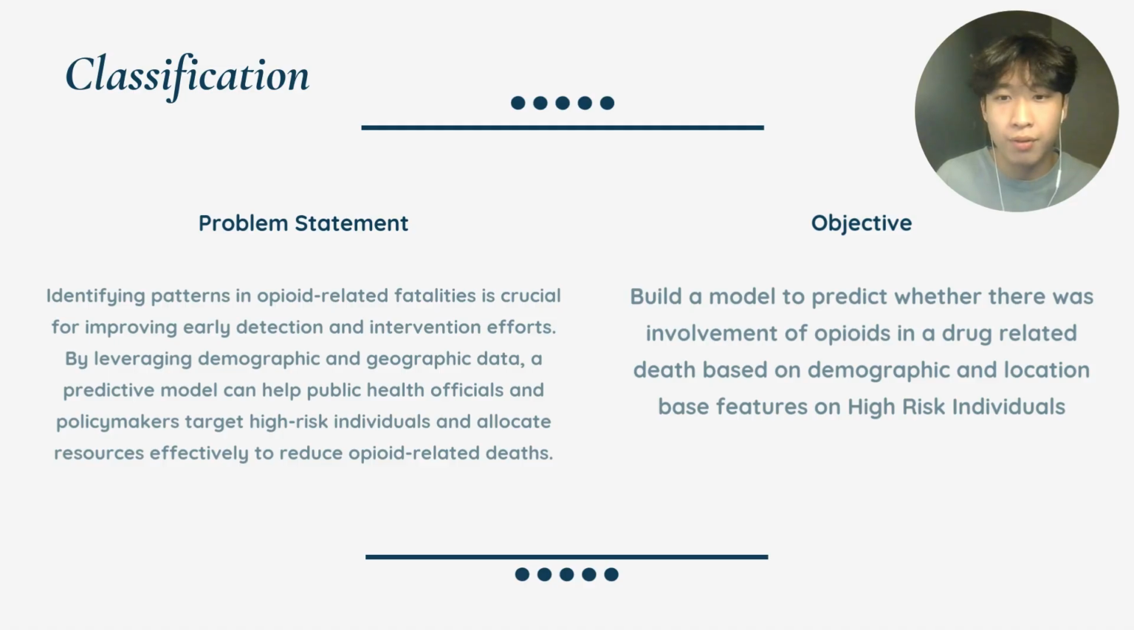So the problem statement for classification would be identifying patterns in opioid or related fatalities is crucial for improving early detection and intervention efforts. By leveraging demographic and geographic data, a predictive model can help public health officials and policymakers target high-risk individuals and allocate resources effectively to reduce opioid-related deaths.